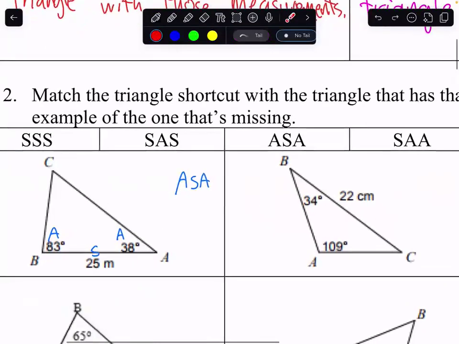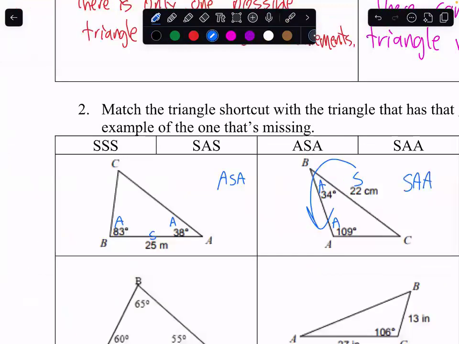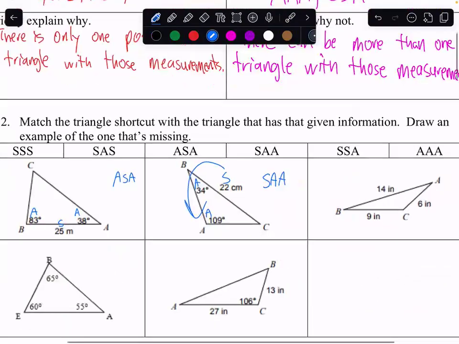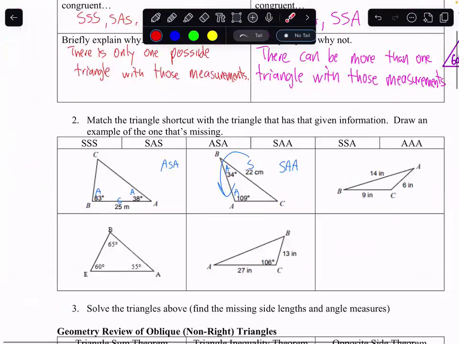Okay, same thing with this one over here. You've got an angle, and a side. Okay, you cannot go ASA because you went through this empty space. Instead, you would have to go like this, SAA. Okay, so go ahead and take a second and tell me which three-letter description works for the other three triangles, please.